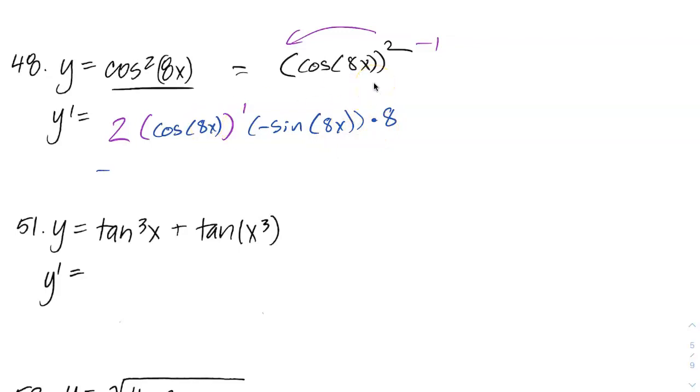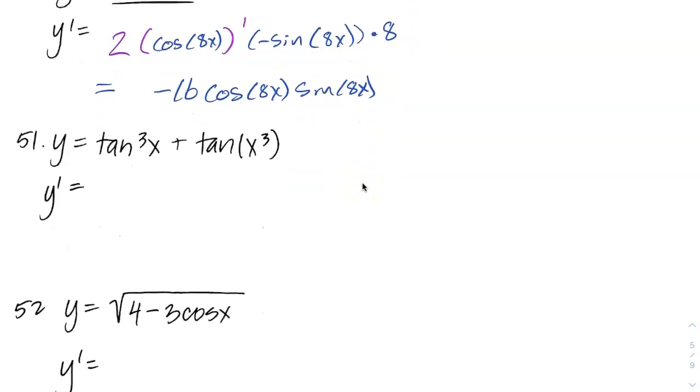You can make it a little nicer. I would get negative 16, because of the 2, the negative 1, and the 8, times cosine 8x, sine 8x. And actually, this is a double angle formula, but they won't go that far. That'll be good enough.